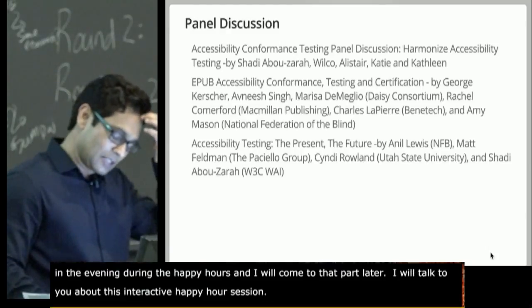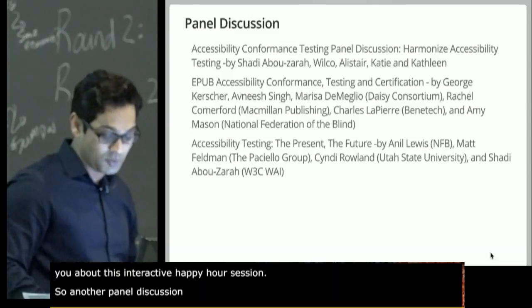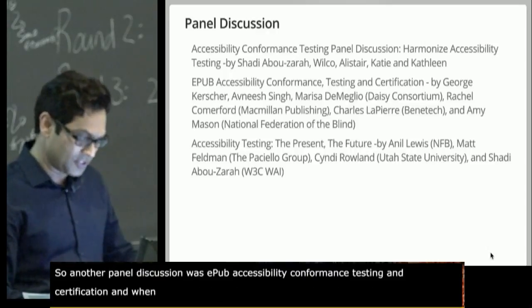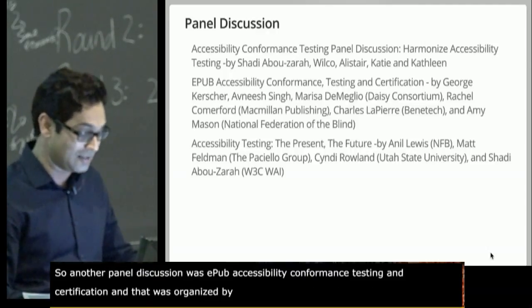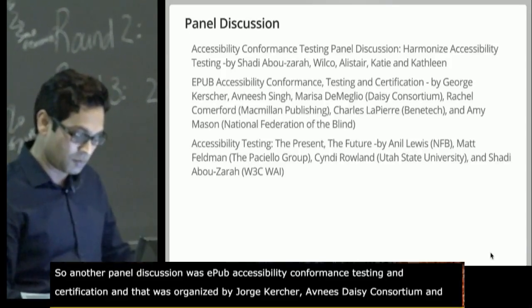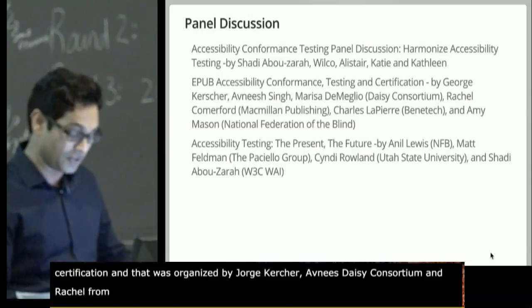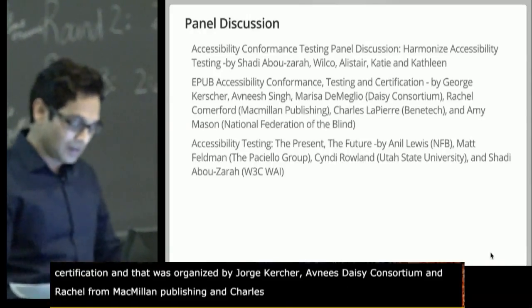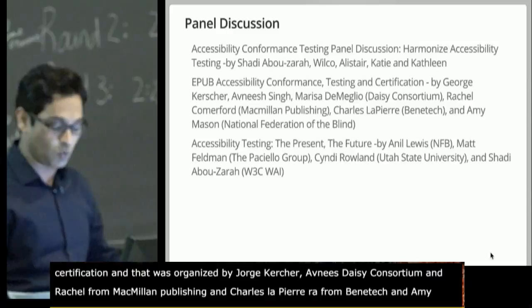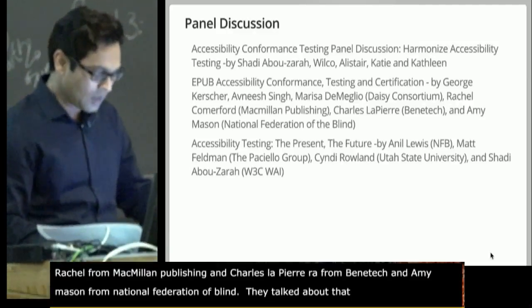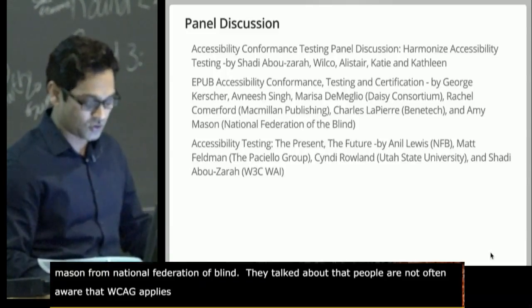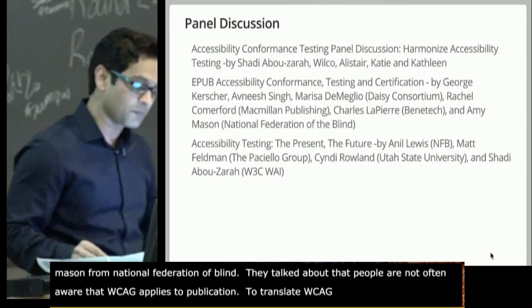Another panel discussion was on EPUB accessibility conformance testing and certification, organized by George Kerscher, Avneesh Singh from the DAISY Consortium, Rachel from Macmillan Publishing, Charles LaPierre from Benetech, and Amy Mason from the National Federation of the Blind. In this panel, they discussed the challenge that publishers are often not aware that WCAG applies to digital formats as well, like EPUB, and how to translate the page-centric nature of WCAG to a packaged multi-document format.